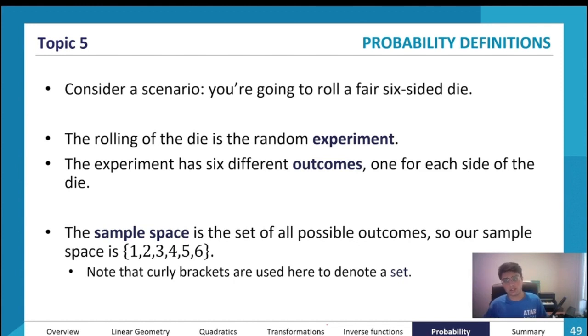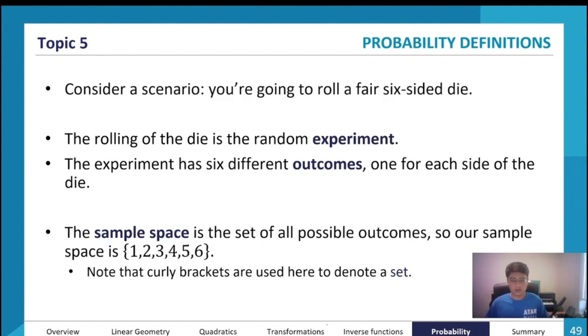We're going to roll a fair six-sided dice. Now, the rolling of the die is what we call a random experiment. We don't know what the outcome of the experiment is going to be. And the reason we're calling it an experiment is because we're performing some kind of test, some kind of operation where we're rolling a die and seeing what happens.